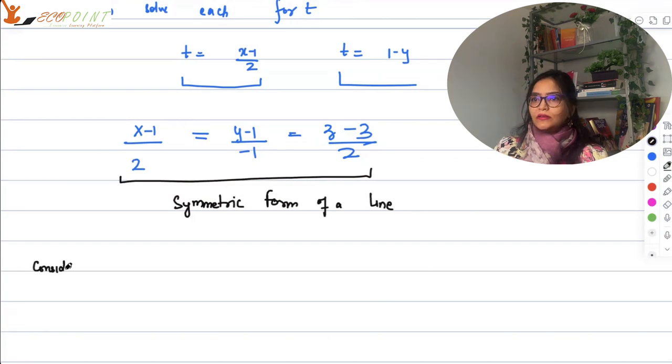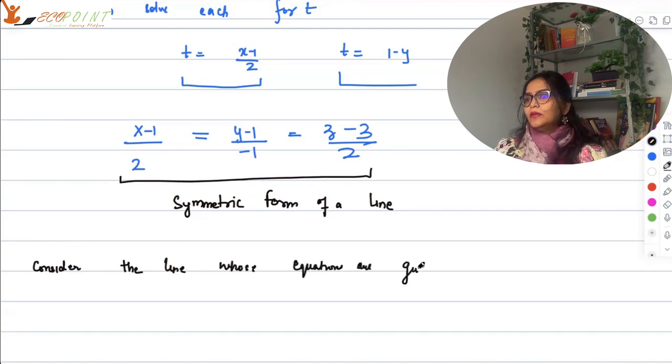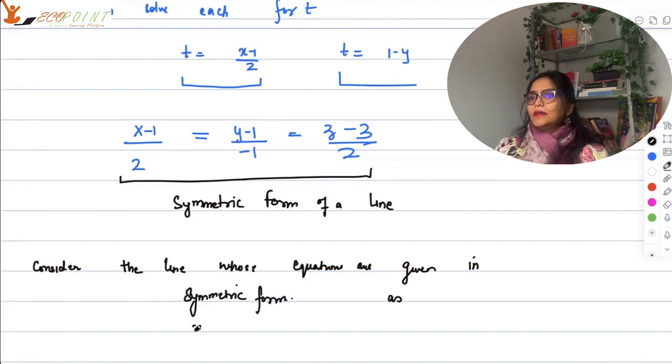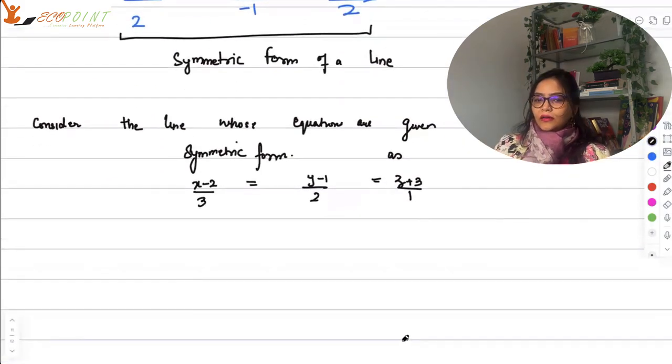So consider the line whose equations are given in symmetric form as (x minus 2) upon 3 equals (y minus 1) upon 2 equals (z plus 3) upon 1. Find the parametric and vector equation of this line.